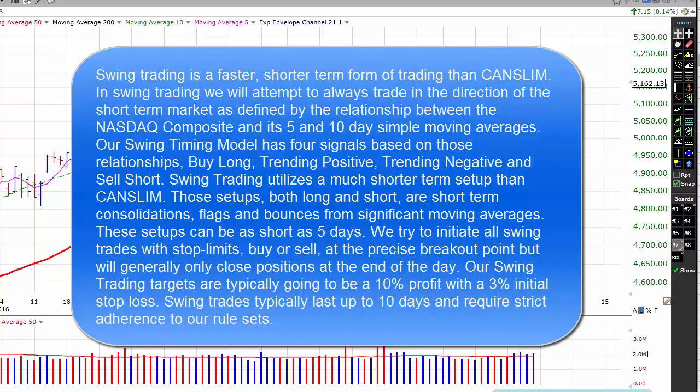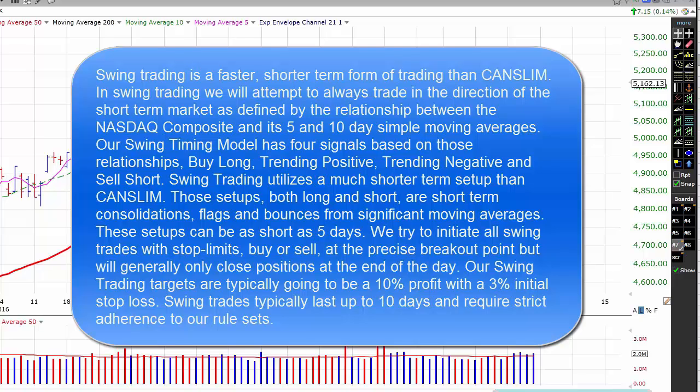Swing trading utilizes a much shorter term setup than CAN SLIM. Those setups, both long and short, are short-term consolidations, flags, and bounces from significant moving averages. These setups can be as short as 5 days.